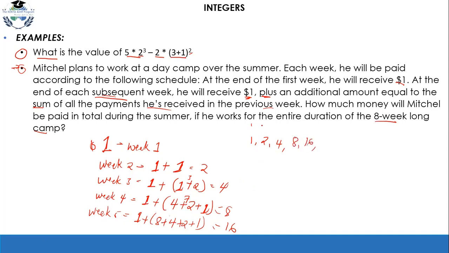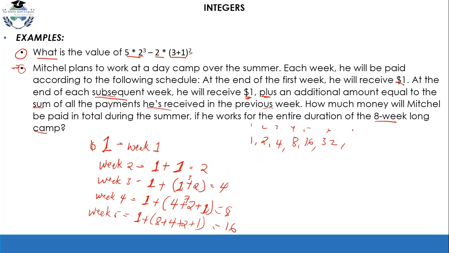So this is week 1, week 2, week 3, week 4, week 5. And then it's going to be 32, week 6. So this is going to be 16 plus 8 plus 4 plus 2 plus 1 plus the extra $1. So it's being 8, 9, 10, 11, 12, 13, 14, 15 plus 1, 16 plus 16, 32.